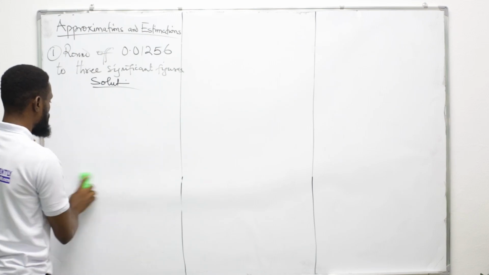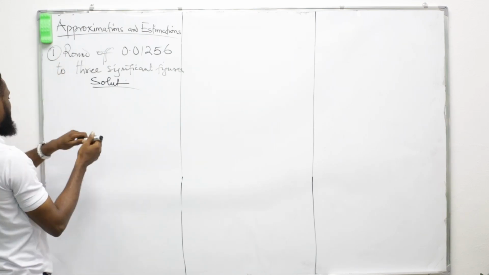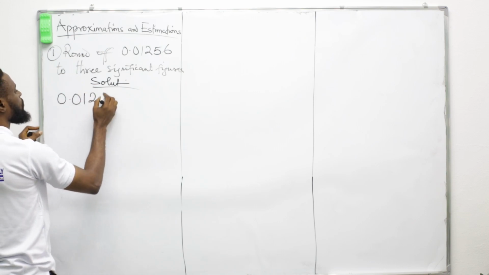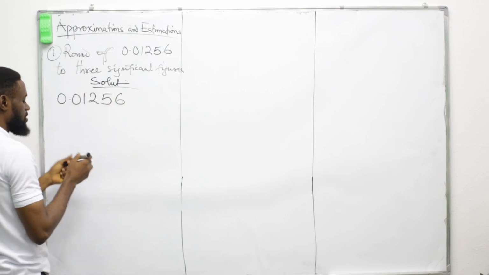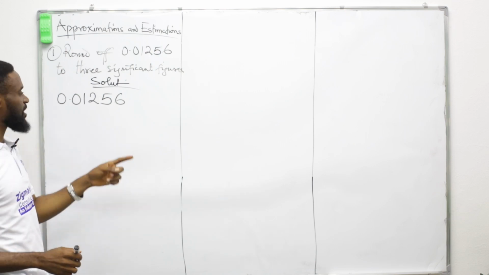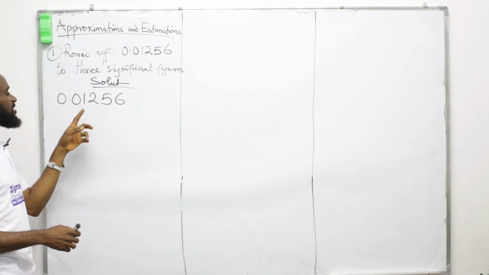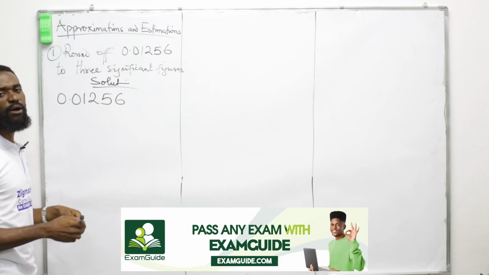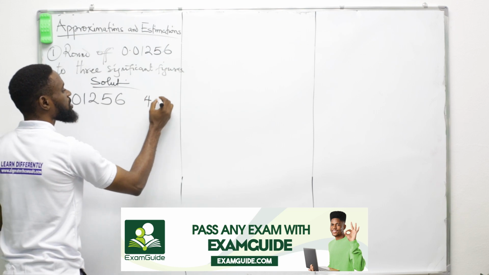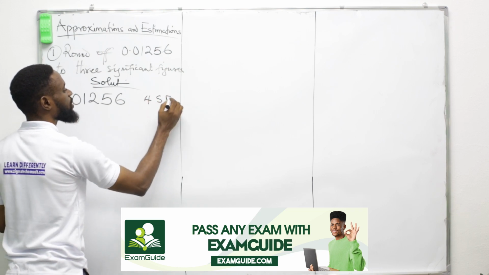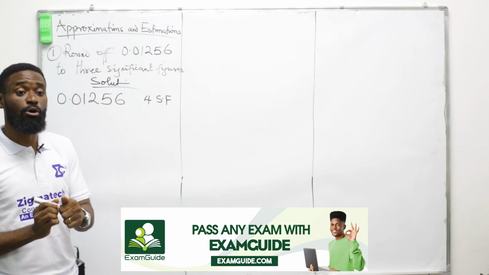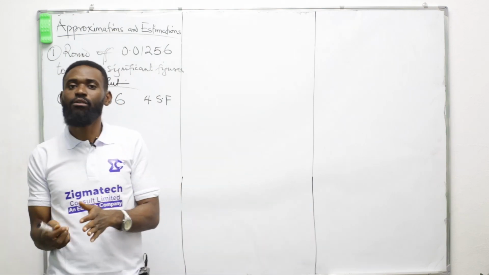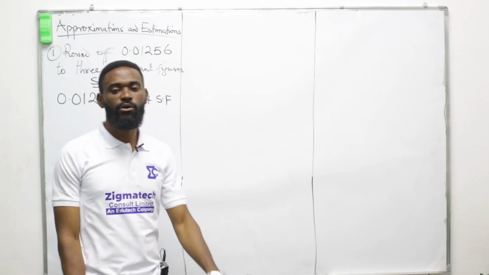Having said that, we'll now look at the question we are given, 0.01256. Now, how many significant figures is this? Look at it. This 0 is not significant. This is not significant. 1, 2, 3, 4. We have 4. This is 4 significant what? Figures. So they say we should approximate or round off this 4 significant figure number to 3 significant figures.